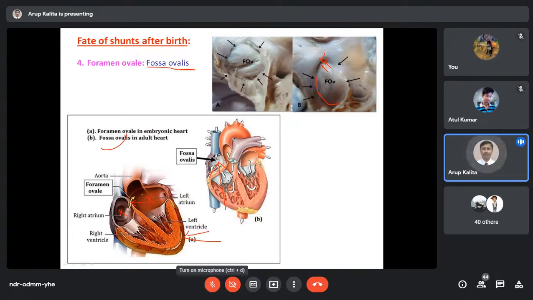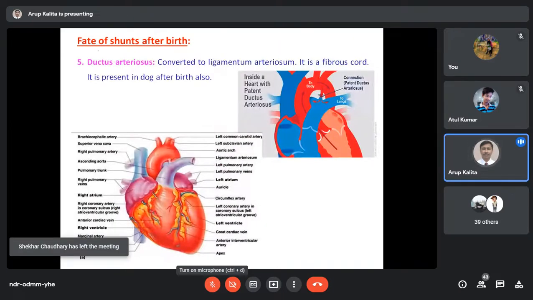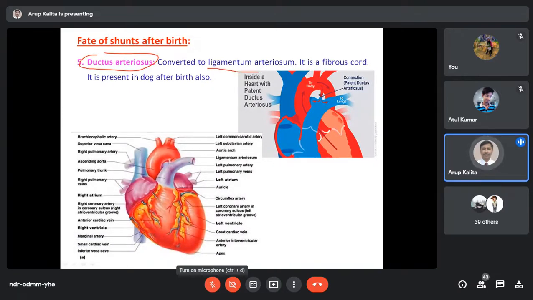So if I ask you what is the fate of foramen ovale in the adult, you have to write fossa ovalis. Next, ductus arteriosus. Ductus arteriosus will be converted to ligamentum arteriosum. You see in this photograph, this is the pulmonary trunk or pulmonary artery. This is the aorta. Now, have you seen this connection between the pulmonary trunk and the aorta? This is the ductus arteriosus.